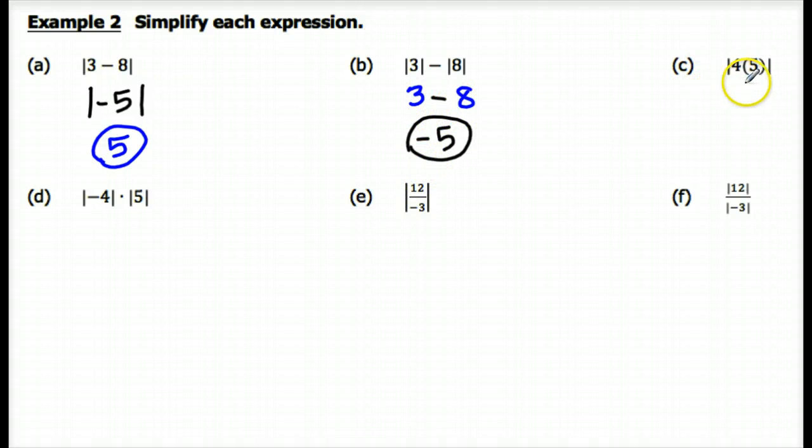For C here, we're going to do what's on the inside of the absolute value first. So it's asking us what is the absolute value of 4 times 5. 4 times 5 is 20. The absolute value of 20 is just 20.